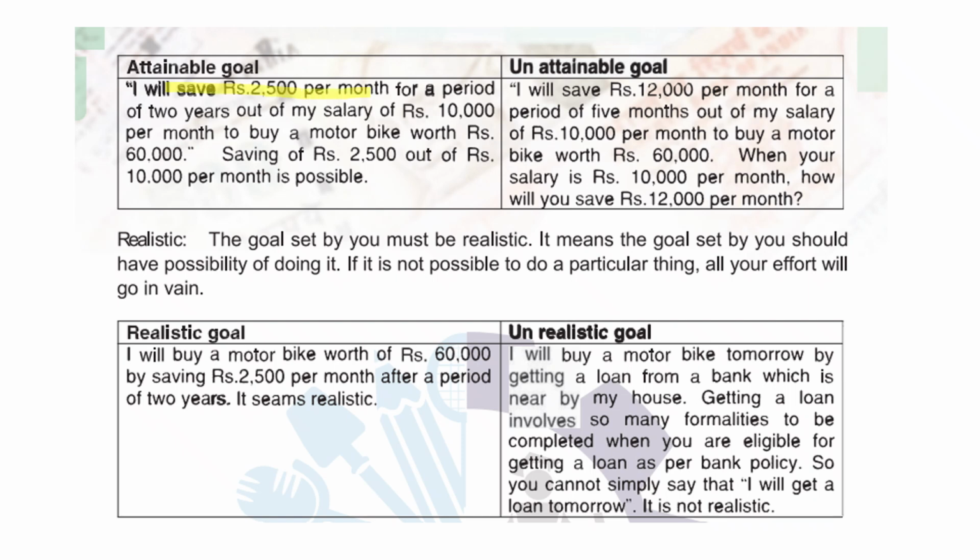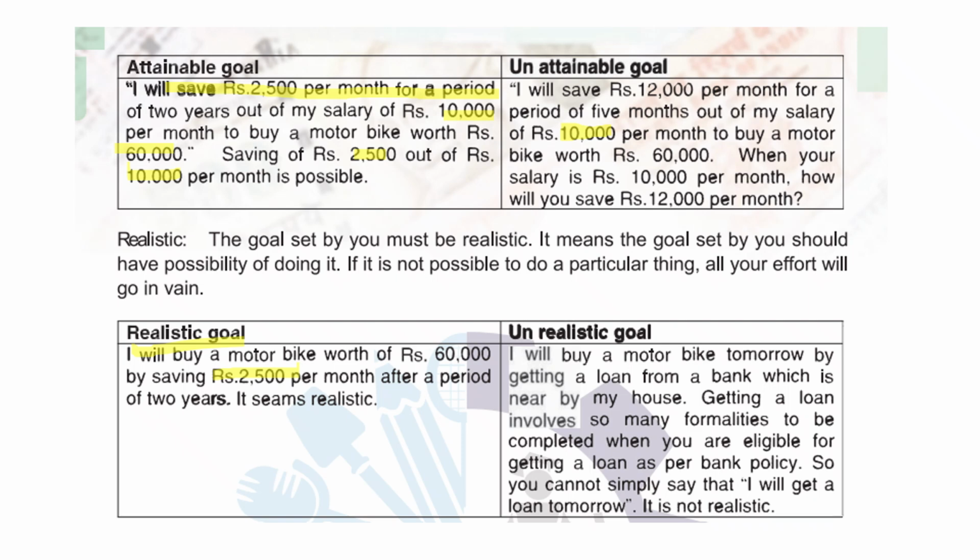I will save 2,500 per month for a period of 2 years from the salary of 10,000 per month to buy a motorbike worth rupees 60,000. Saving 2,000 out of 10,000 per month is possible. I will save 12,000 per month out of my salary of 10,000. See, now if you're saving 12,000 out of a salary of 10,000, that's really not possible. Then we come to realistic goals. I will buy a motorbike worth 60,000 by saving 2,500 per year. And यहाँ पे unrealistic है. I will buy a motorbike tomorrow by getting a loan from the bank which is near my house.